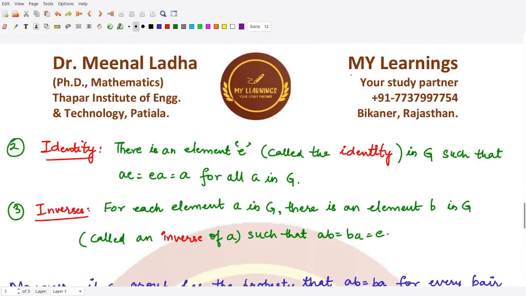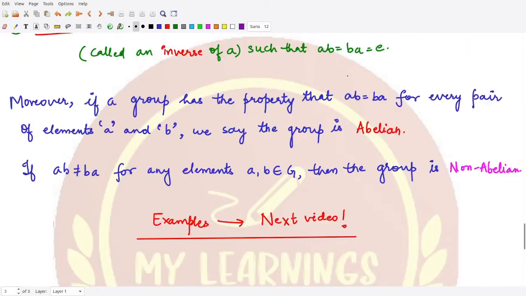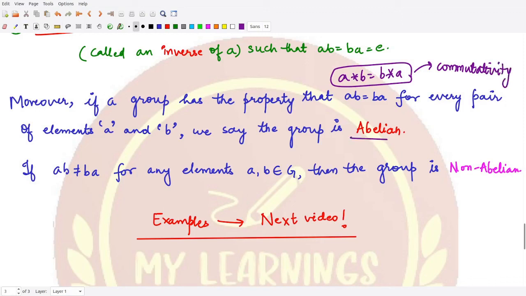In addition to this, we also have the property of abelian and non-abelian groups. If we have commutativity, that means A star B is equal to B star A for every element, then we call that group an abelian group. And whenever for a few elements A star B is not equal to B star A, then we call that group a non-abelian group.